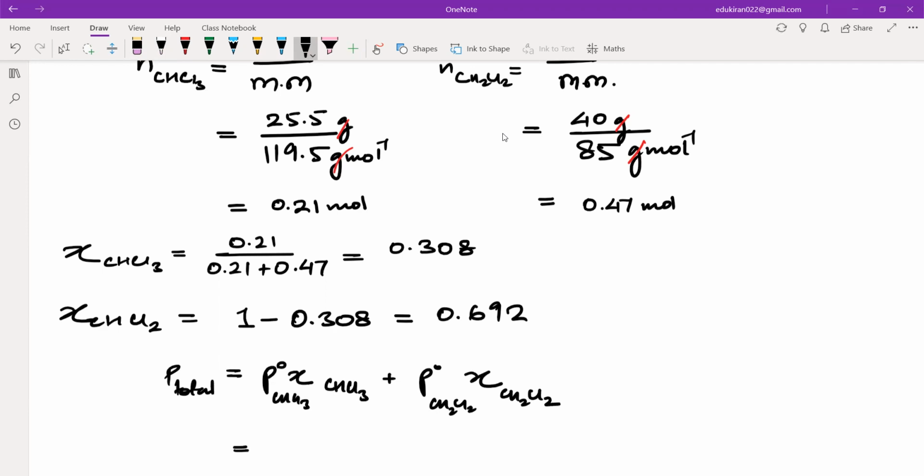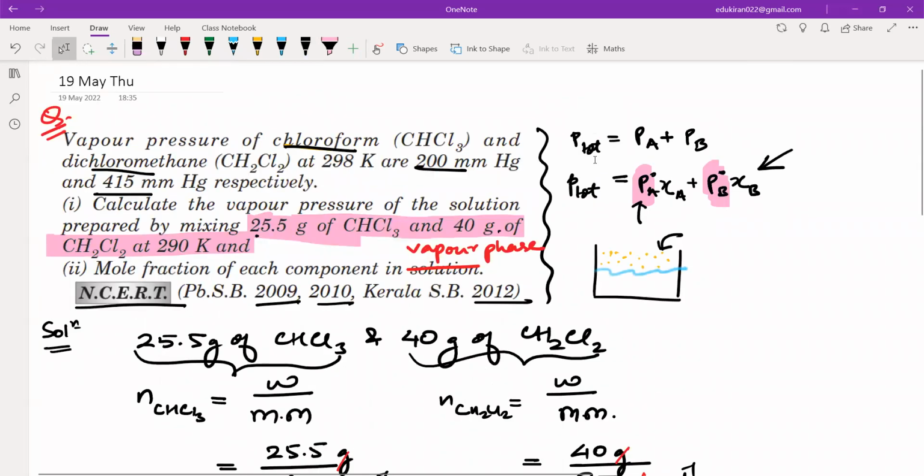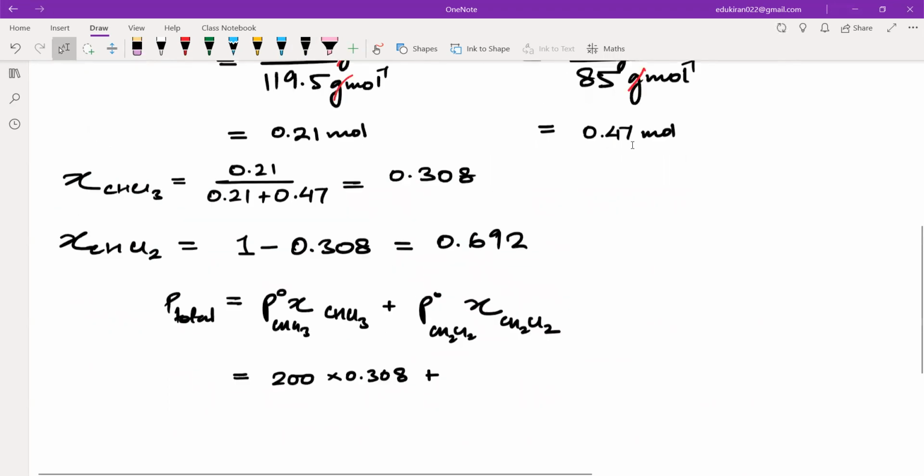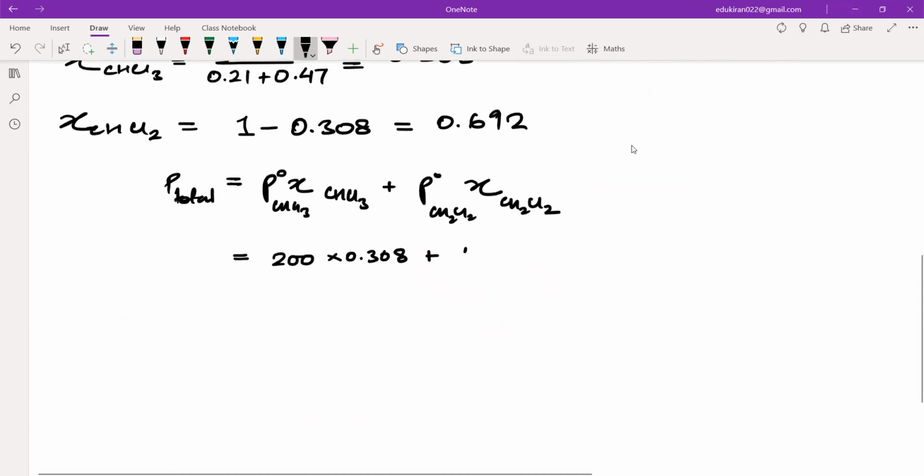So the p naught is equal to how much for CHCl3? It is equal to 200 mm of Hg. It's just 200. And chi is how much for CHCl3? It is 0.308. Since mole fraction does not have any unit, the pressure is 415 into CH2Cl2, which is 0.692, and whatever the unit is coming out to be, it will be in mm of Hg. Okay, so you just need to calculate these two values.